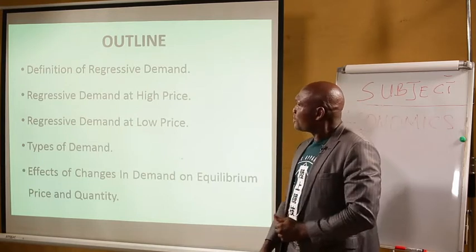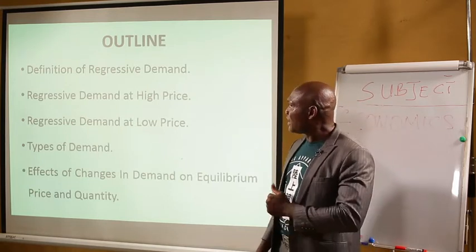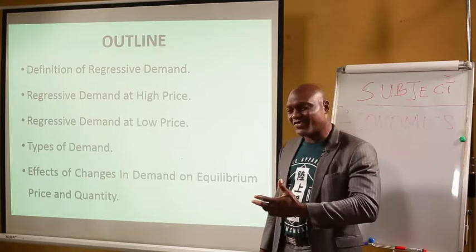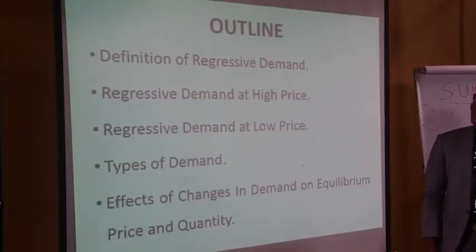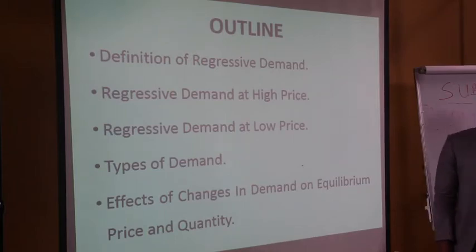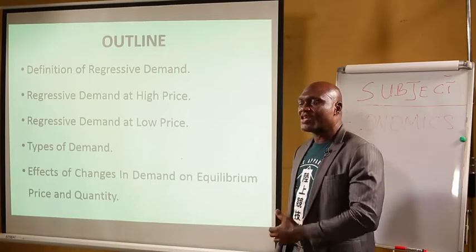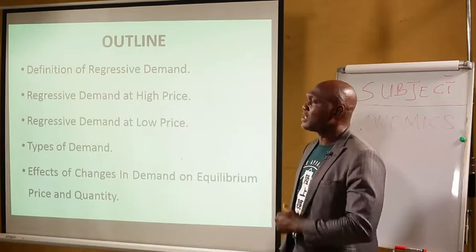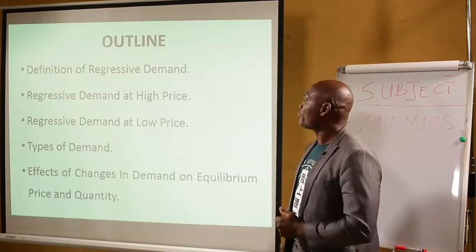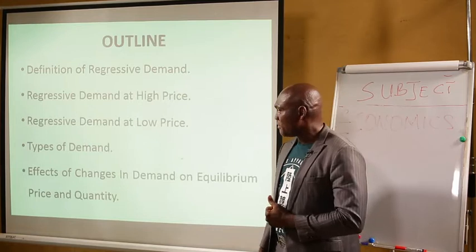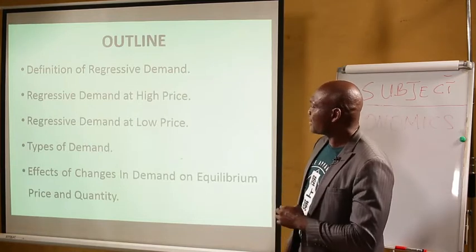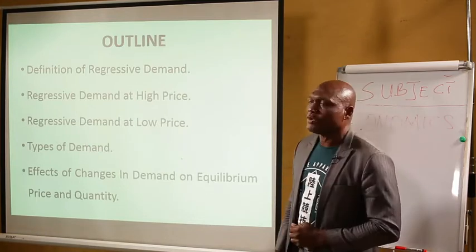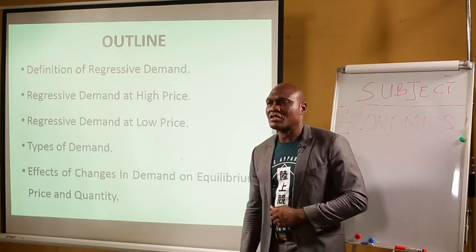What we should be discussing today. One, we have to define regressive demand. Two, we have regressive demand at high price. We have regressive demand at low price. Some textbooks say regressive demand at the top, some say regressive demand at the bottom. Then we have types of demand. Then we have effects of changes in demand on equilibrium price and quantity.